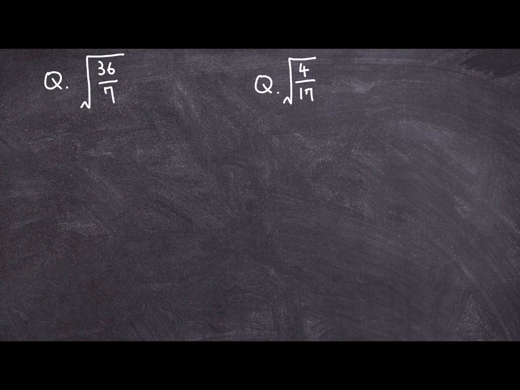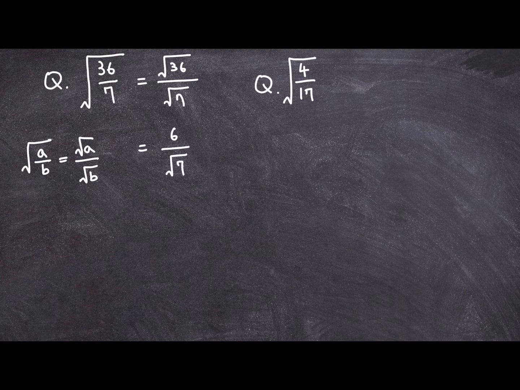If you have square root of 36 over 7, how should you simplify this? Well, square root of a over b is equal to square root of a over square root of b. So I can rewrite this expression as square root of 36 over square root of 7. And that's gonna equal to, since square root of 36 is equal to 6, 6 over square root of 7. And of course, I'm not allowed to have a radical in the denominator of a fraction, so I am going to multiply square root of 7 over square root of 7, like that.